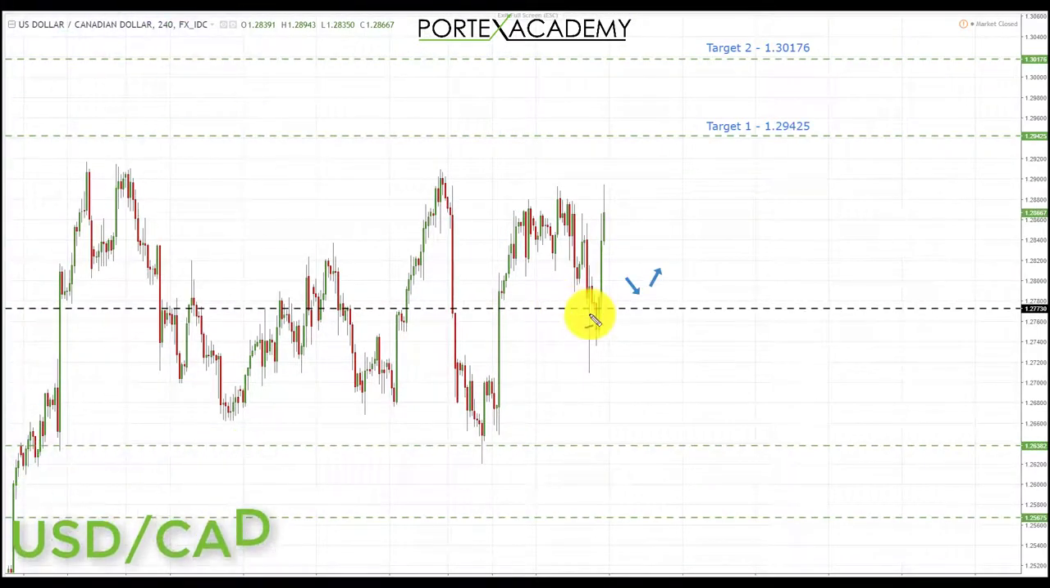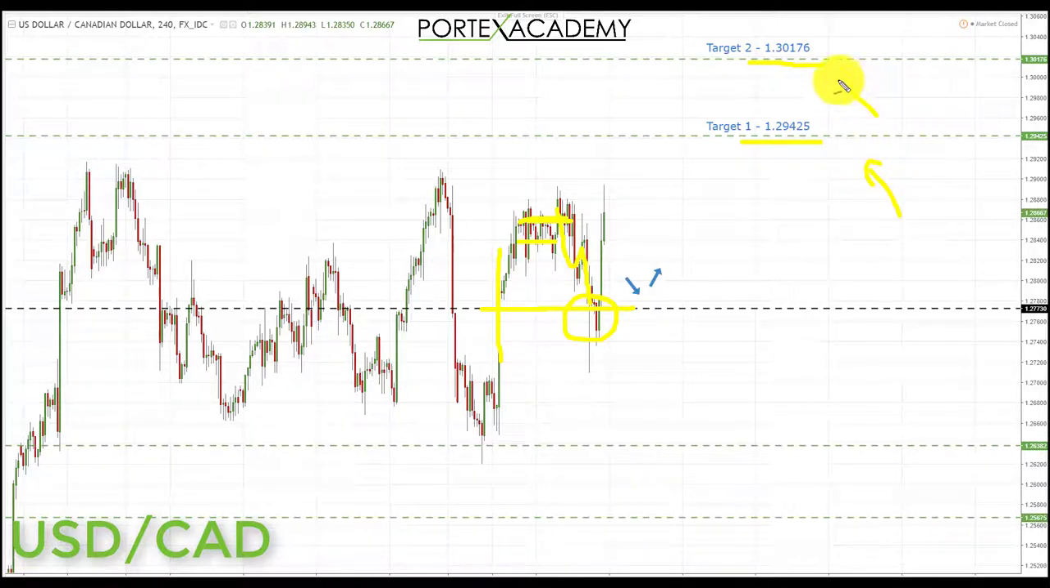Next, we have US dollar CAD. Now, last week, we started the week above this area, above the key area of broken resistance in this case. And we said what we were looking for is a kind of bull flag type correction back into this broken area of resistance turning support. And if we got this kind of move and price action back into this area, we were going to look for bullish formations and patterns. And we were going to be looking up towards these targets of the 1.29425 and the 1.30176. Now, both of these targets still remain in play to the upside.